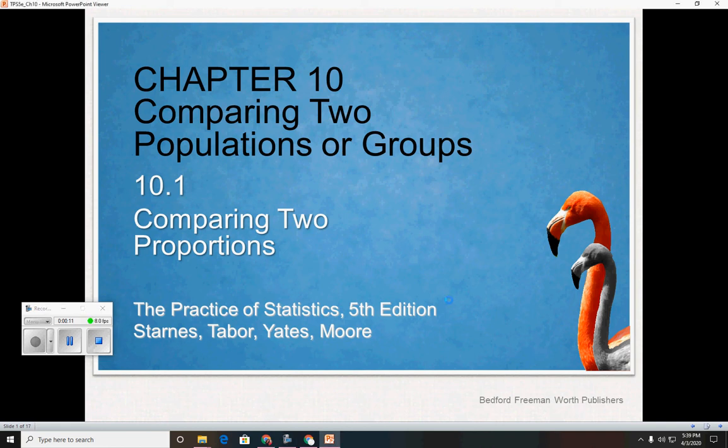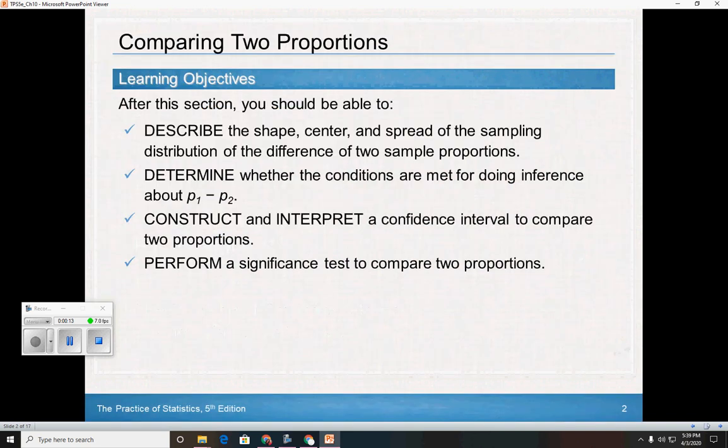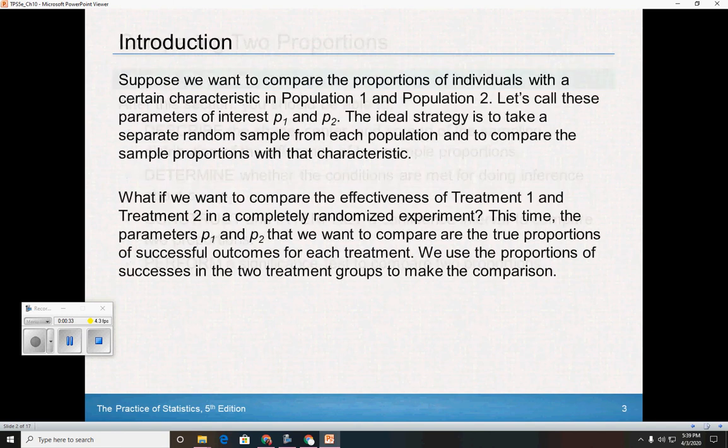In this section, we will describe the center, shape, and spread of the sampling distribution for the difference in two sample proportions, determine whether conditions are met in order to do inference about P1 minus P2, construct and interpret confidence intervals to compare two proportions, and perform significance tests to compare two proportions.